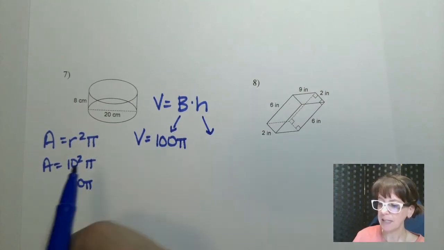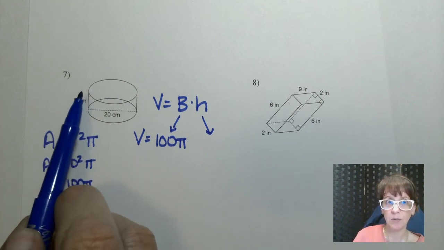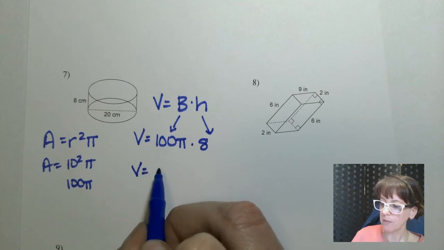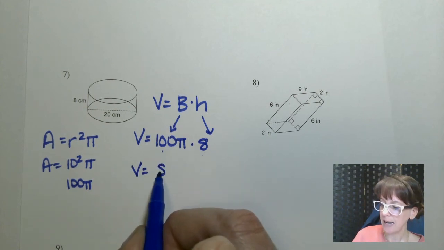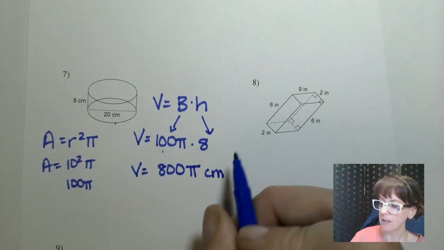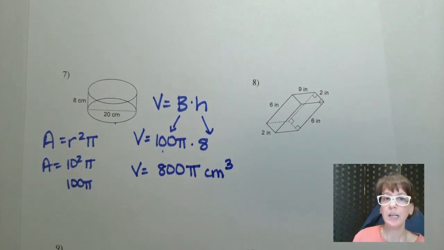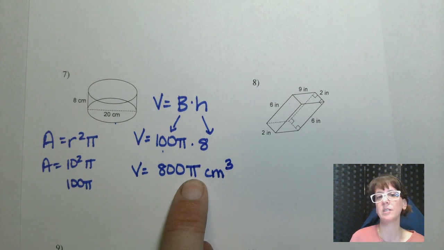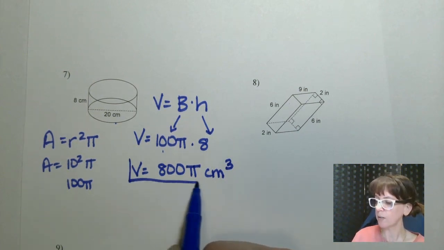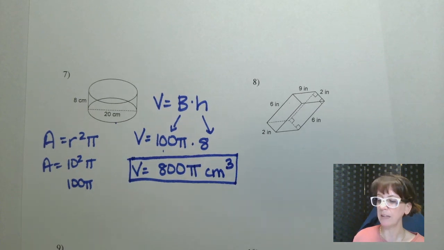The height of my cylinder, which connects my two bases right here, is 8. So times 8. So the volume of this is 100 times 8 is 800 pi, and we're talking about centimeters cubed. Now, if you want, you can multiply 800 times pi, use your pi button on your calculator, but this is a much more accurate answer, and so you'll probably want to leave it just like that.